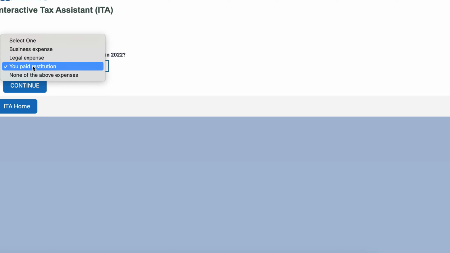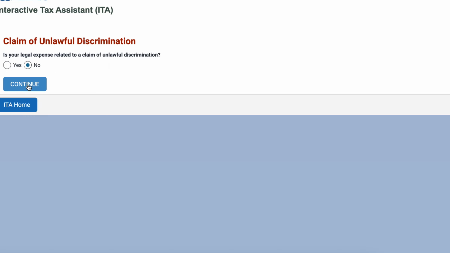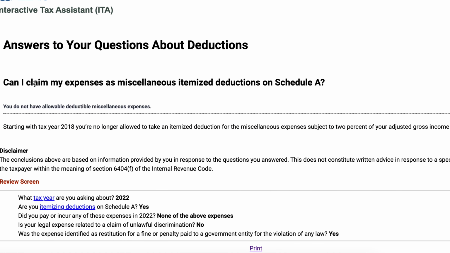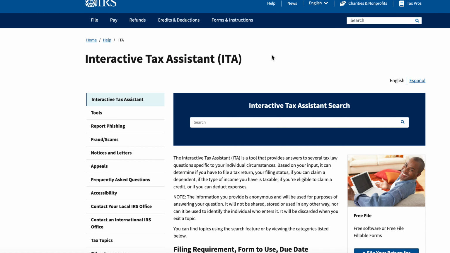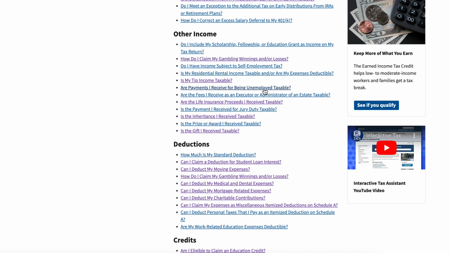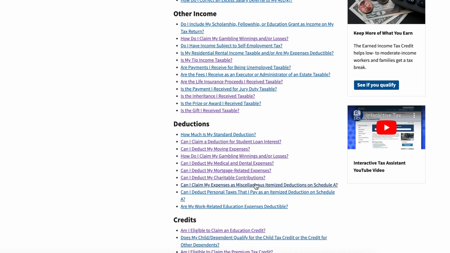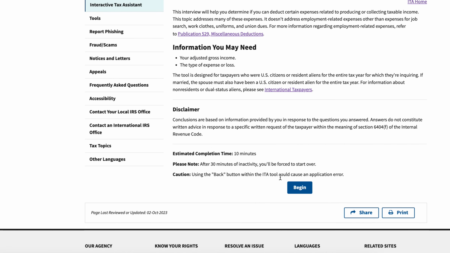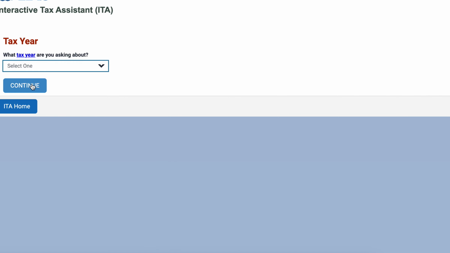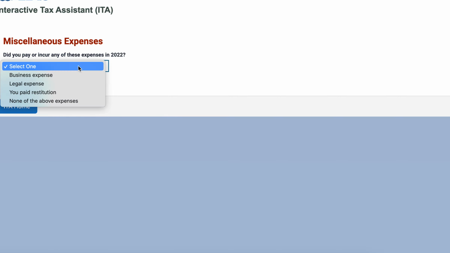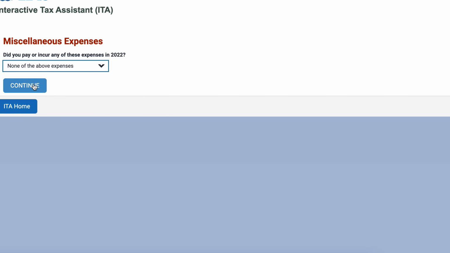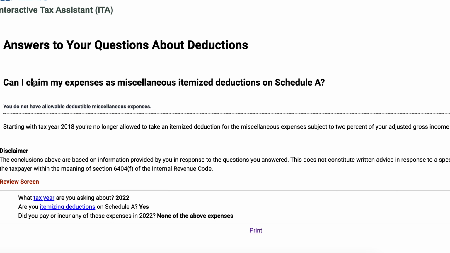Let's go to the final category, which is none of the above. All right, so this says you don't have any allowable expenses, but one of the things that happens is if you don't clear the cache and you keep going through too many different examples, a lot of these questions start coming back up. So let's go through this again and see if we get a different answer. We are itemizing deductions. Let's imagine that we paid none of the above. You don't have any allowable expenses.